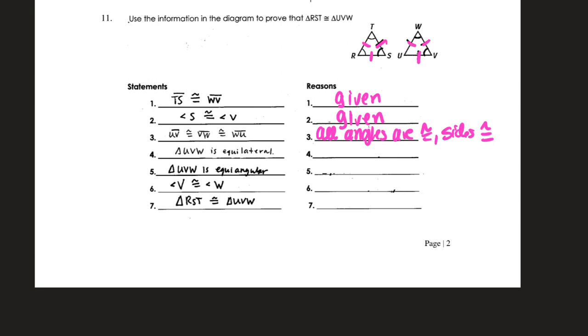Okay, that was given. I apologize, that was given. That was given. That was the second triangle. It says triangle UVW is equilateral. That's by definition of an equilateral triangle. Triangle UVW is equiangular, and by definition of equiangular, that means all the angles are congruent.